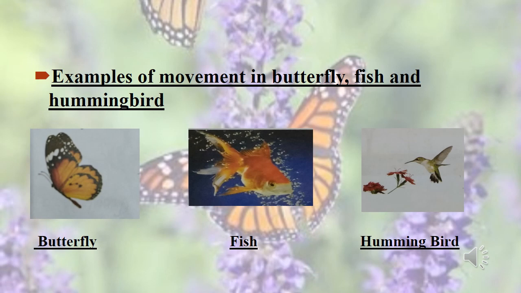Another example that we will consider is of insects. And here they have given you the example of a butterfly. What happens in a butterfly? Butterflies move by flapping their wings. They have either one or two pairs of wings. Then we take the example of a fish. A fish uses its head, body, and tail to push through the water.